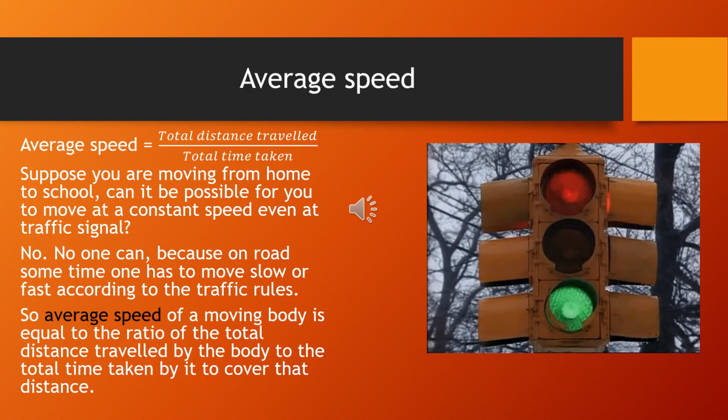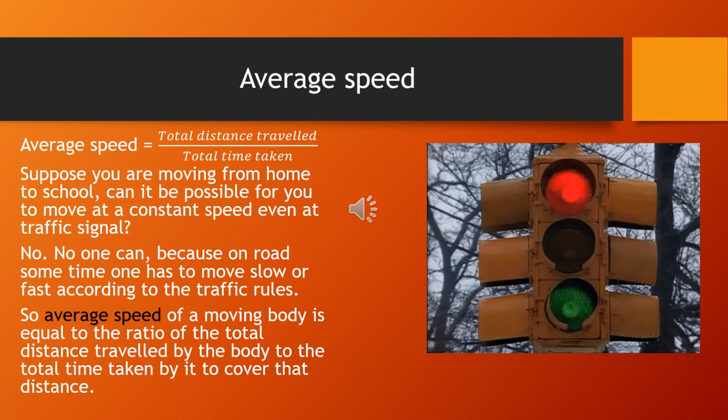Take the example of a traffic light. When you come from home to school, you must be facing a traffic light in between. When the light is red, you have to stop. So if you are stopping, then your speed is decreasing. Your speed is no more with you, but time is continuously going. So in order to have a proper method to find out speed, we use average speed.